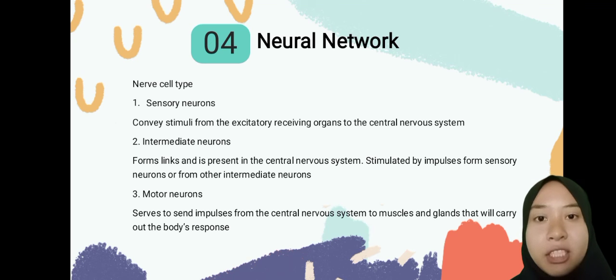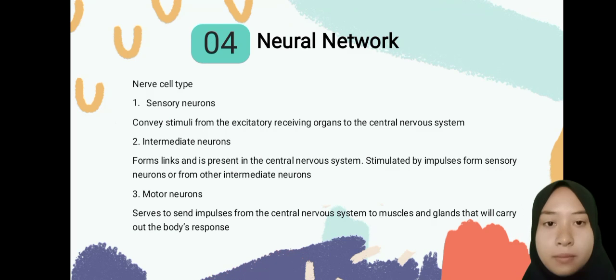The last animal tissue is neural tissue. The first type of nerve cells are sensory neurons, which convey stimuli from the organ receiving stimuli to the central nervous system. The second is intermediate neurons, which form links and are present in the central nervous system, stimulated by impulses from sensory neurons or from other intermediate neurons. And the third is motor neurons, which send impulses from the central nervous system to muscles and glands that will carry out the body's response.